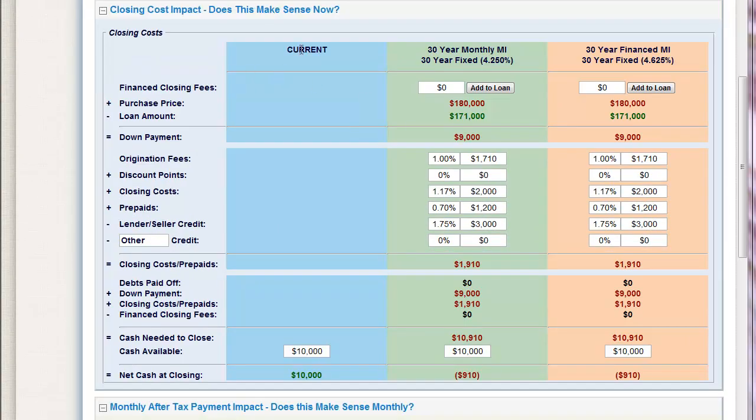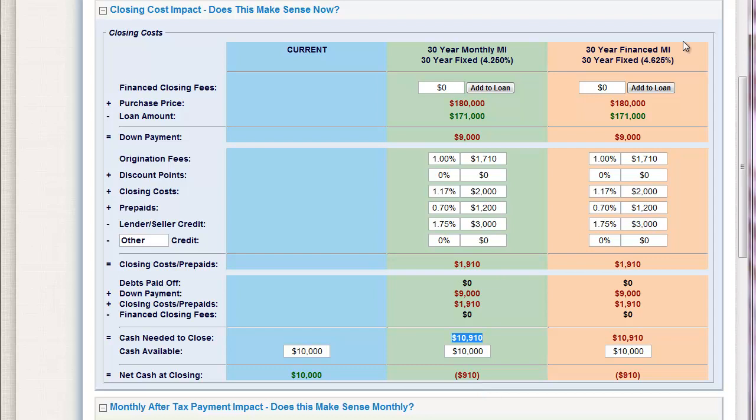If they buy this house, or if they don't buy this house, I should say, in the current situation, the $10,000 cash that they have, that's still $10,000 they'll get to have. If they get a 30-year monthly with MI, you can see with the down payment they were going to put down of 5%, that's $9,000. They've got closing costs here of $1,710, $2,000, some prepaids. And then there's a $3,000 seller credit on the house that they're looking at. So you can see they're going to need $10,910 to do this. They've got 10, so they're only short about $910, something that's workable.